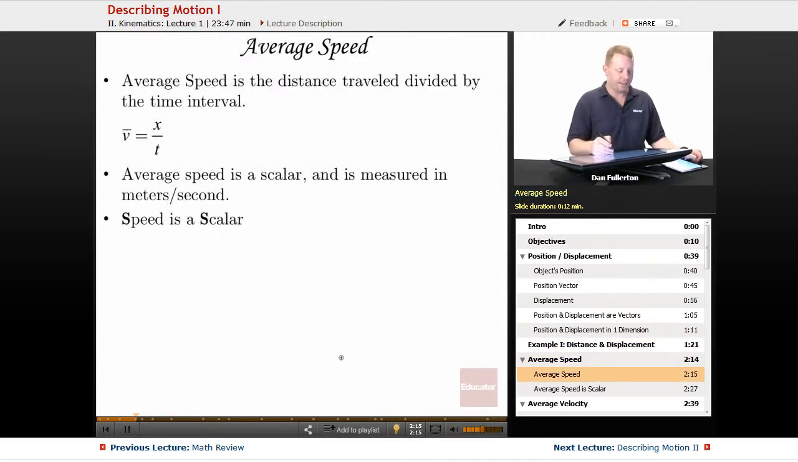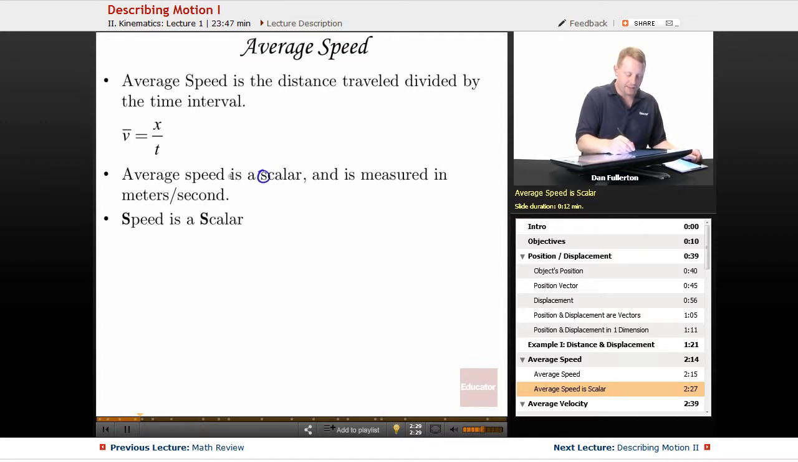All right. Average speed is the distance traveled divided by the time it took to travel that distance. V with the line over it oftentimes depicts average speed, which is distance traveled divided by time. Average speed is a scalar and is measured in meters per second. The way I remember that, speed, s, is a scalar, s.